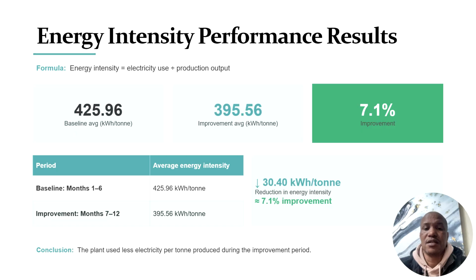Energy intensity was calculated by dividing monthly electricity use by monthly production output. This is more useful than total electricity use alone because production output changes each month. The baseline period had an average energy intensity of 425 kilowatt hours per ton. The improvement period had an average of 395 kilowatt hours per ton. This represents a reduction of 30 kilowatt hours per ton and approximately 7.1% improvement.